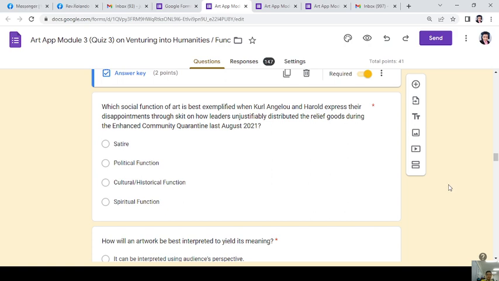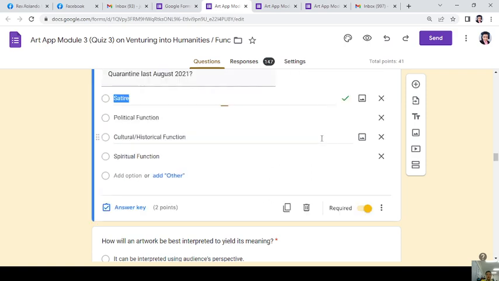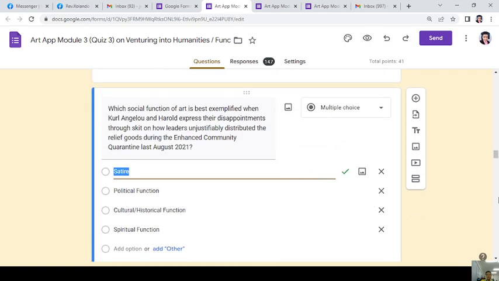Next, which social function of art is best exemplified when Carl Angelo and Harold express their disappointments through skit on how leaders unjustifiably distributed the relief goods during the enhanced community quarantine last August 2021? Disappointments through skit, satire. That is satire.